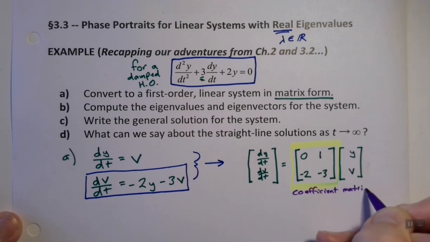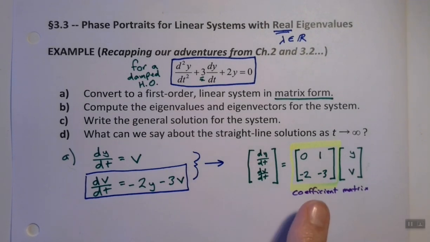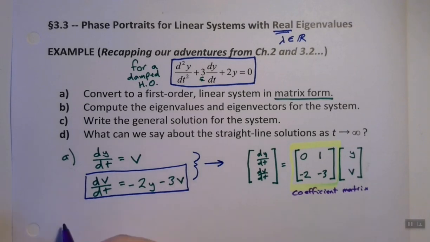And we learned in 3.2 and 3.1 that everything we need to know about the system of differential equations is locked in to those four numbers right there. So part B then says, okay, compute the eigenvalues and eigenvectors for the system. So we can do that. We can play around with part B and say, in order to find our eigenvalues, we have to get our characteristic polynomial.